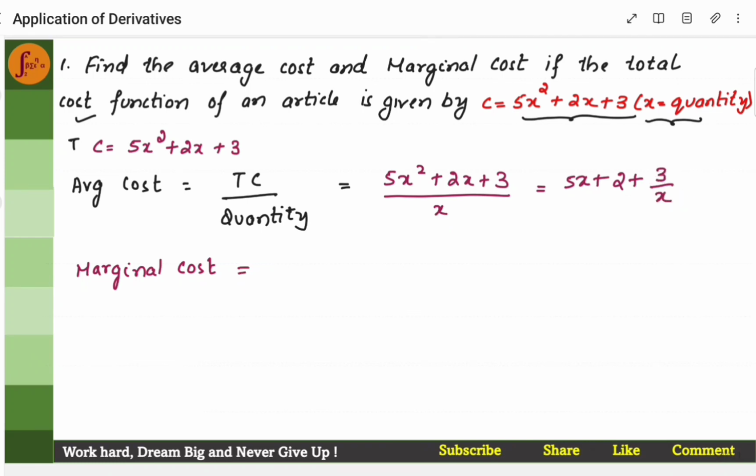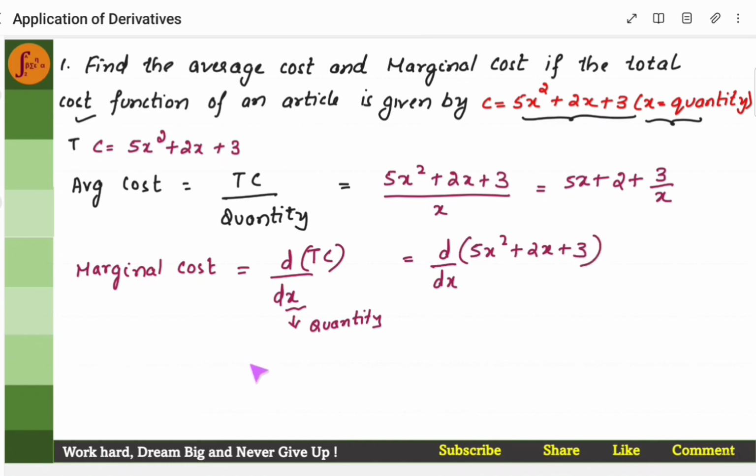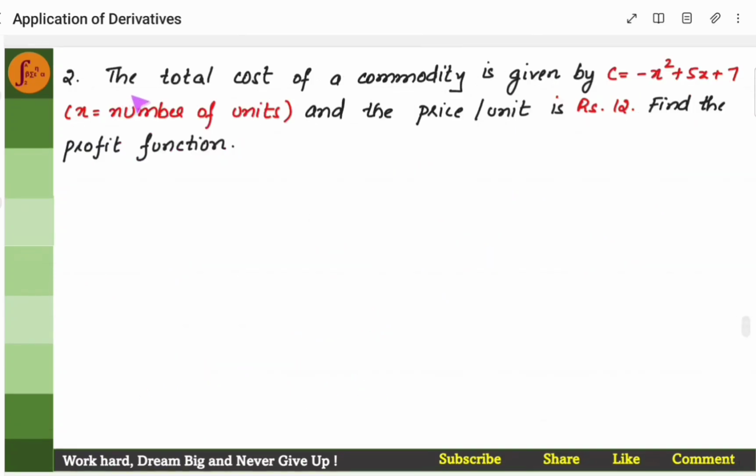Now, what is marginal cost? Marginal cost is differentiation of total cost. Differentiation of total cost, x is the quantity. Remember this, right? Marginal cost is nothing but derivative of total cost with respect to quantity. So, derivative of 5x square plus 2x plus 3. So, this is nothing but 10x plus 2. So, this is marginal cost. Let's go to the next problem.